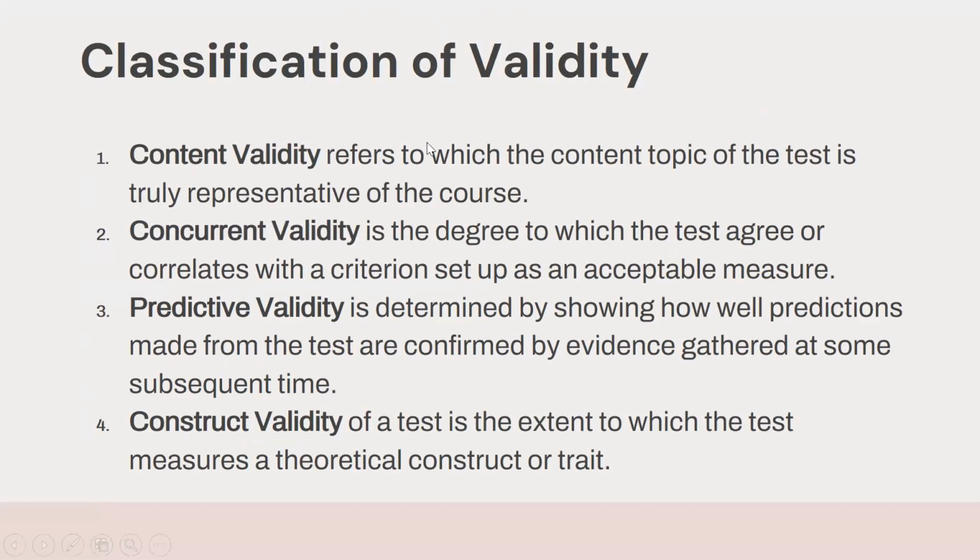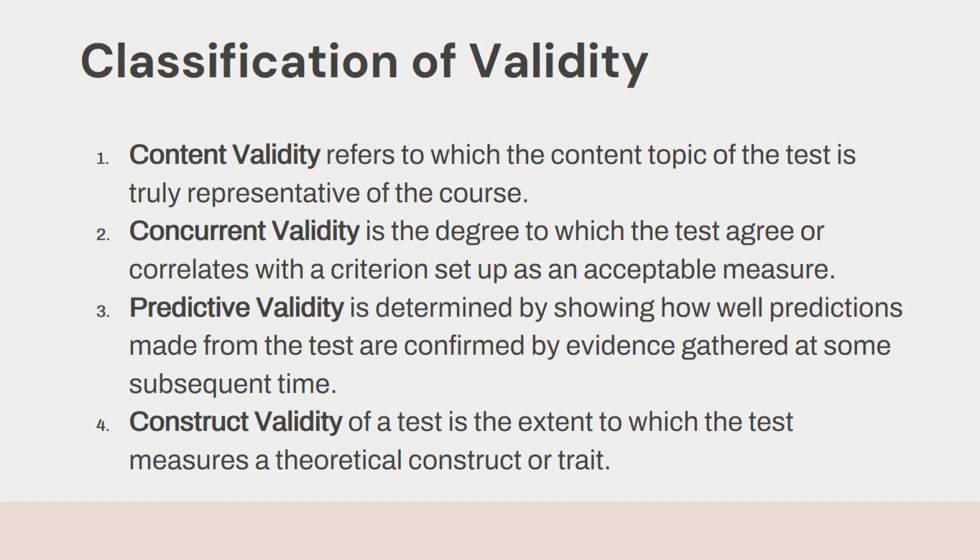Then we have here classification of validity. First, we have content validity. This refers to the extent to which the content or topic of the test is truly representative of the course. So, pasadahan lang natin siya. And then, concurrent validity is the degree to which the test agrees or correlates with a criterion set up as an acceptable measure. Then we have predictive validity, which is determined by showing how well predictions made from the test are confirmed by evidence gathered at a subsequent time. And we have construct validity here, which is the extent to which the test measures a theoretical construct or trait.